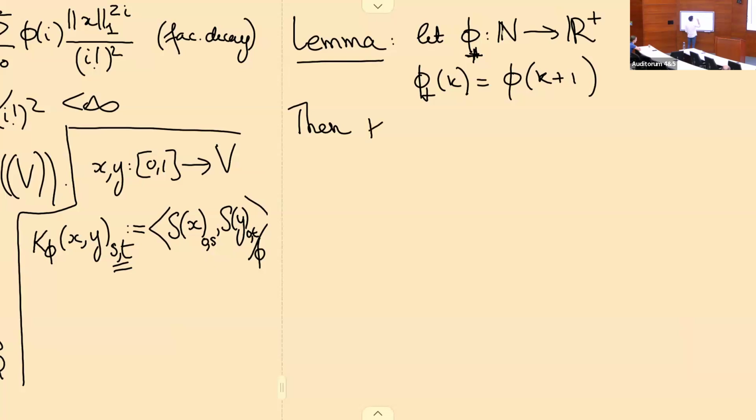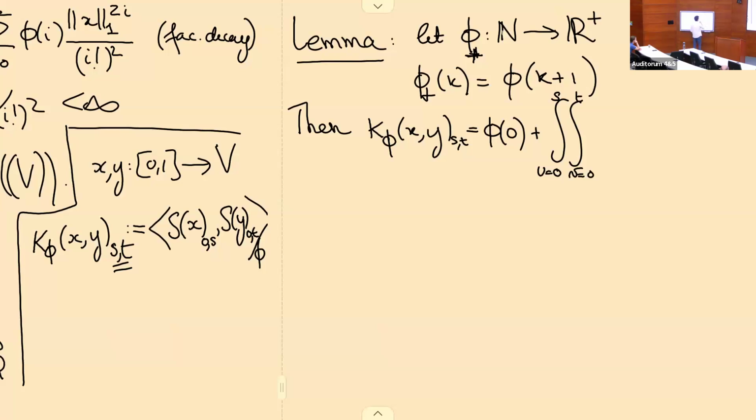The signature kernel K phi of x, y, s, t is equal to phi of 0 plus the double integral, and this is not an iterated double integral, it's actually a classical double integral, over u between 0 and s and v between 0 and t, of K phi plus of x, y, u, v, inner product dx_u, dy_v, and this is the inner product in V.